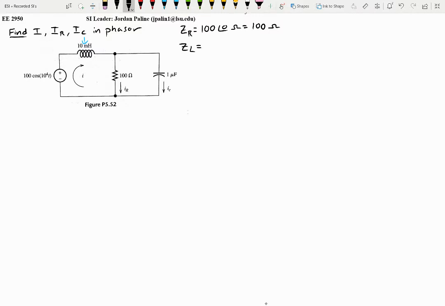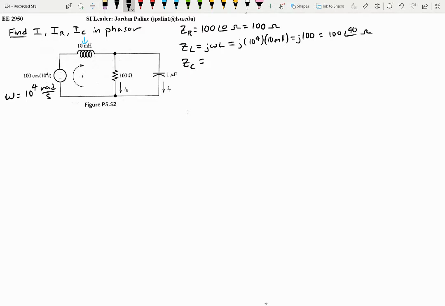ZL is going to be J omega L. Let's define our omega real quick. Our omega is 10 to the 4th radians per second. So J 10 to the 4th, then 10 millihenries will give us J100, which is the same thing as saying 100 at angle 90 ohms.